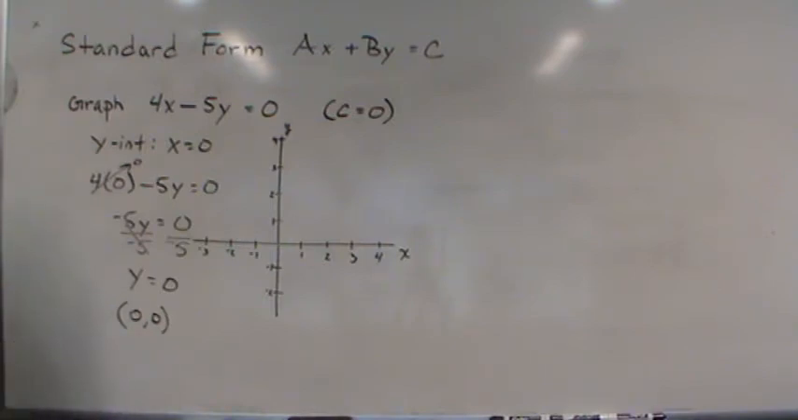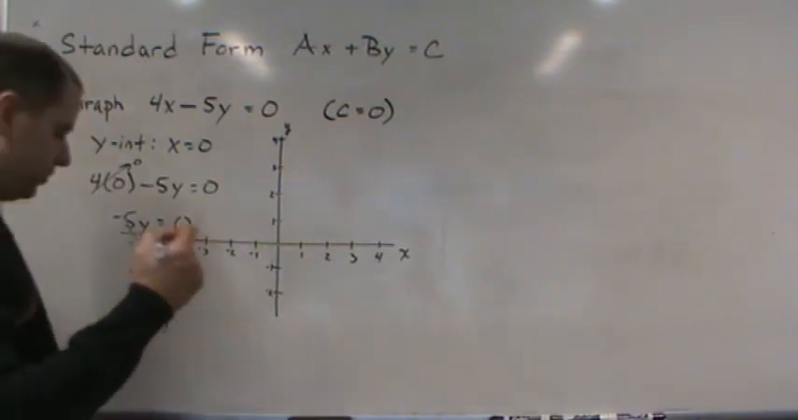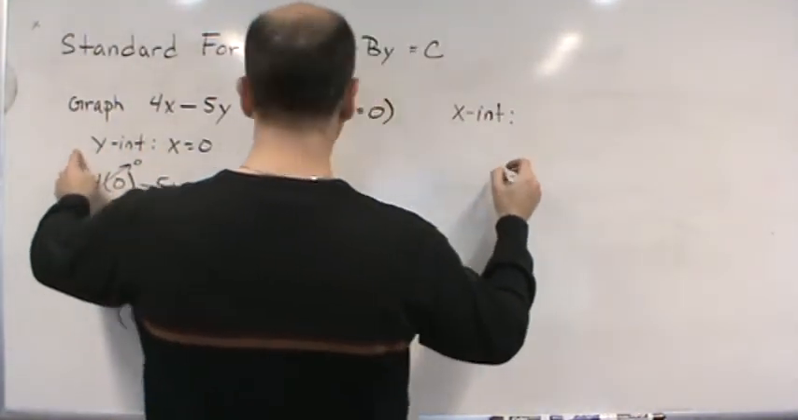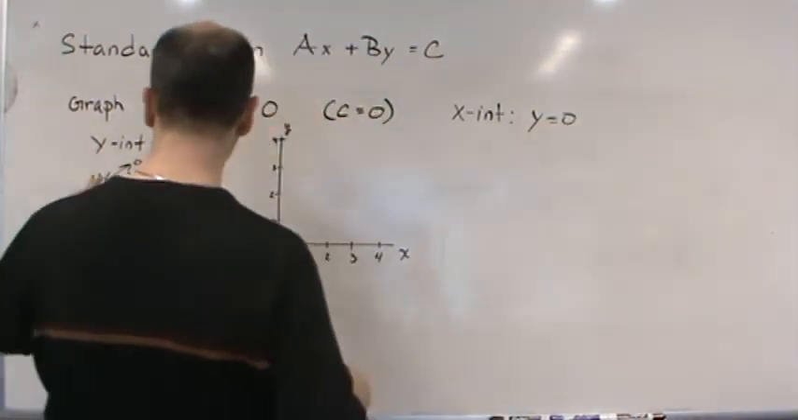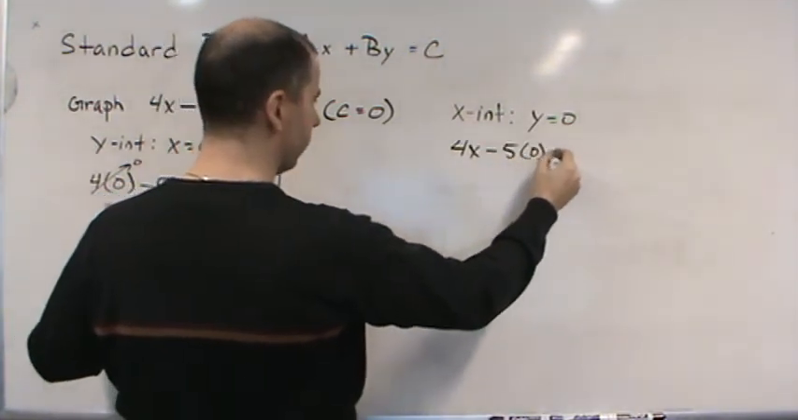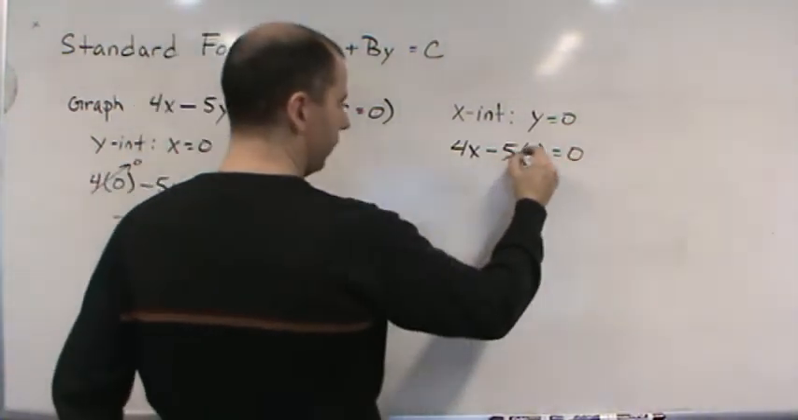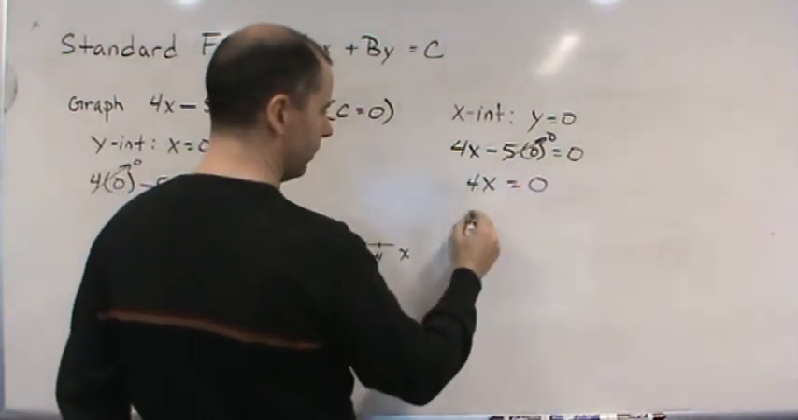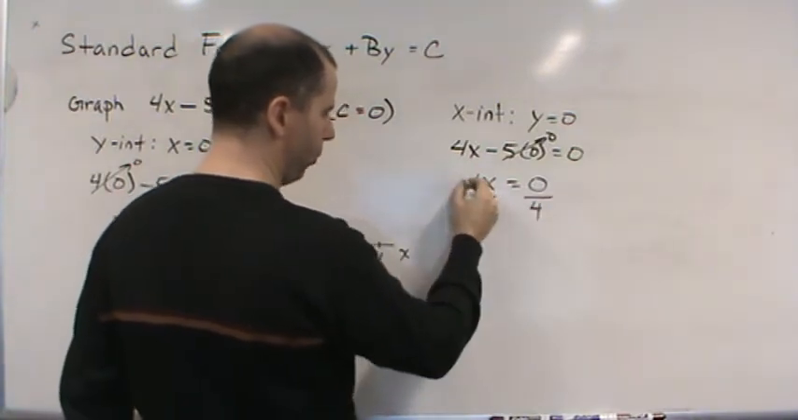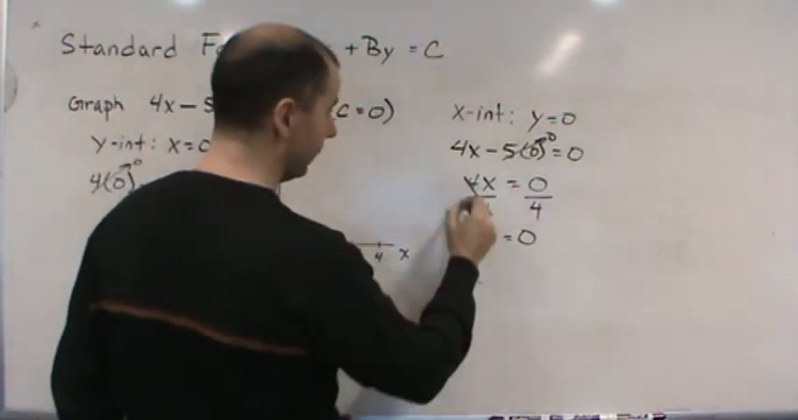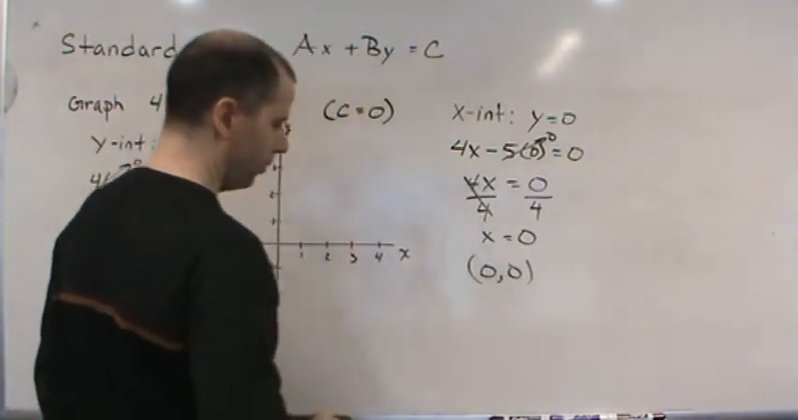Because if it's a straight line, it can only go through a point one time. But let's prove it to ourselves. Let's do the x-intercept. Now we're going to set y equal to 0. So we take 4x minus 5 times 0 equals 0. Again, this is going to be 0, so we get 4x equals 0. If we divide both sides by 4, we get x equals 0. And so again, we get the x-intercept through the origin.